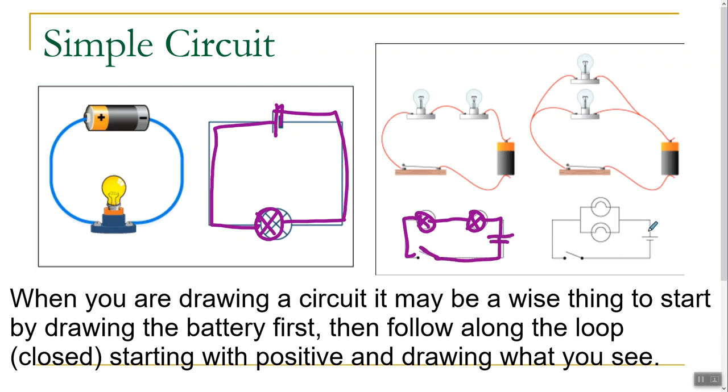Same thing here. I notice that my current starts. Oh, I go in two branches. So I'm going to do two branches, draw my two light bulbs, and then include my switch. Alrighty. So when you're drawing a circuit, it's easiest to start with the battery first and then follow the loop according to what you see.